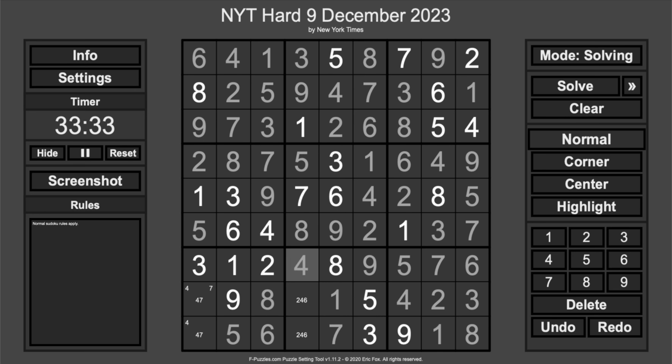Oh, this has to be 4. This can't be 4. I just placed it. It can't be 2, so that's a 6. That comes out to be a 2. 4 comes over here. 7. Yeah, 4. And there we go.